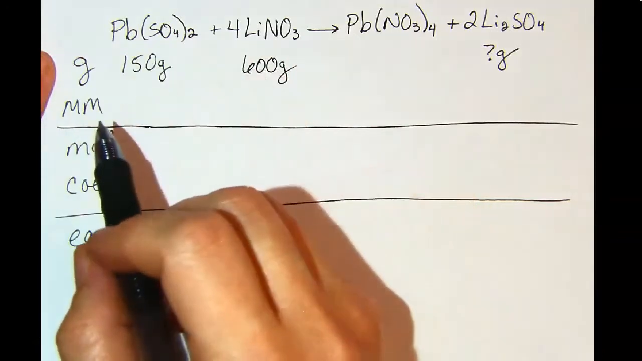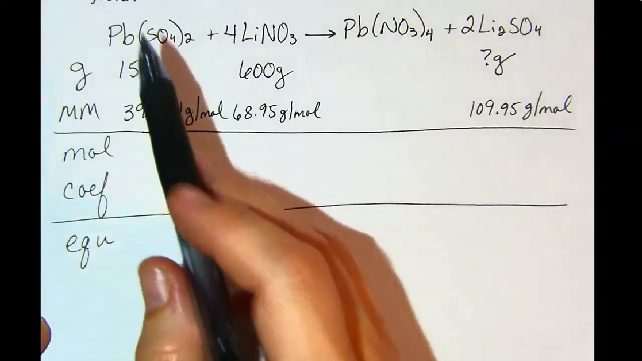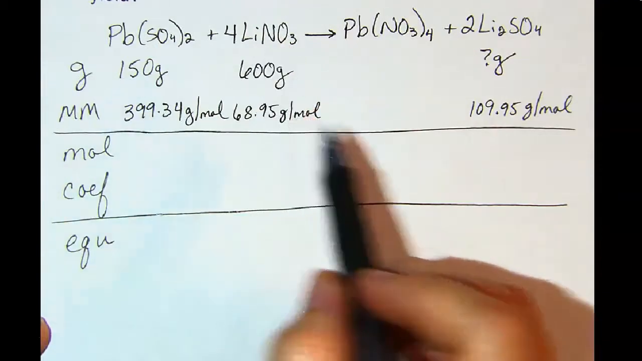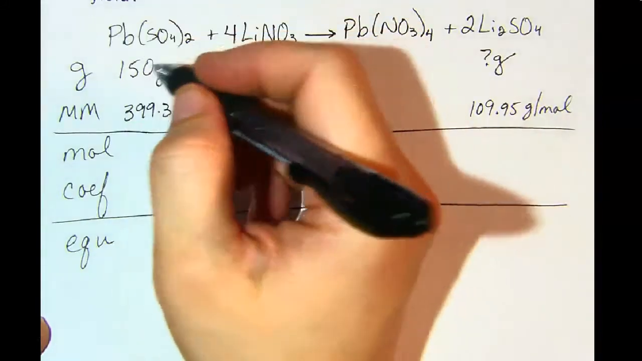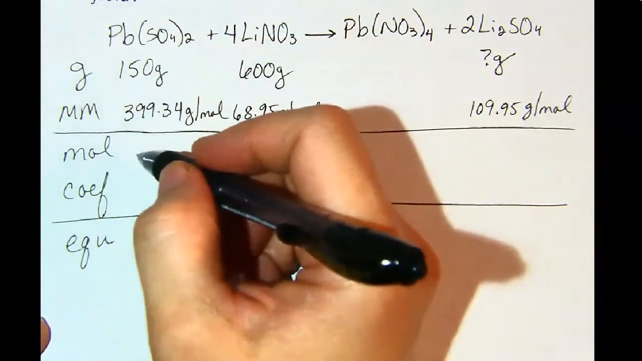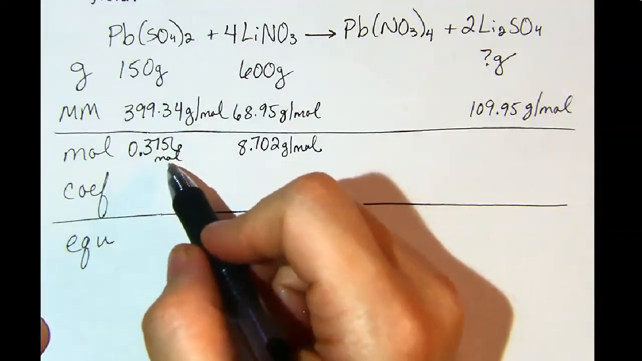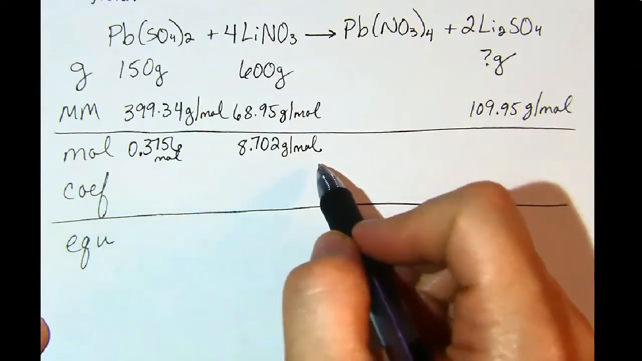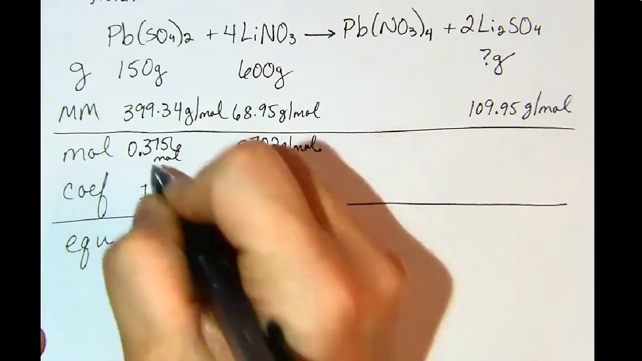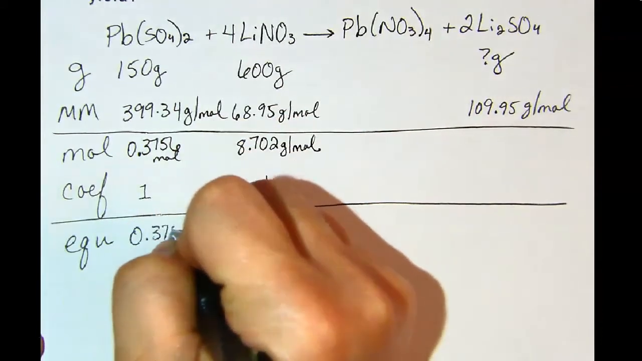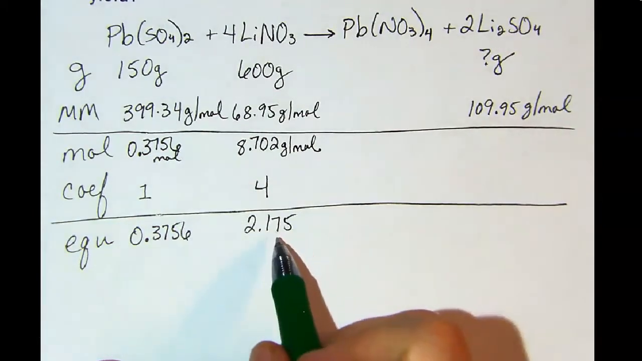But first, we're going to go ahead and add up the molar masses of all three of these, which should be 399.34 grams per mole of this, 68.95 grams per mole of that, and 109.95 grams per mole of this. Now, I'm going to divide this number by this number to get the moles, and this number by this number to get the moles. That's going to get us 0.3756 moles of this and 8.702 moles of this. I'm going to put the coefficient, which is a 1 here and a 4 here, and now I'm going to divide these in order to get the equivalents and compare them. So we get 0.3756 versus 2.175.